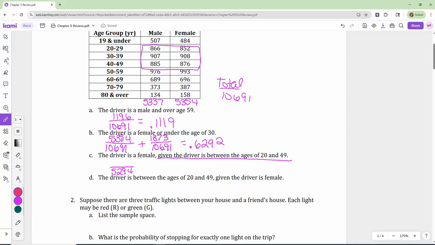Okay. Now, only looking at that group, how many are females? So I'm going to add up those 3. 2,636. Thank you. And so if we divide, we get 0.4979. Do you guys see where we're getting these numbers?